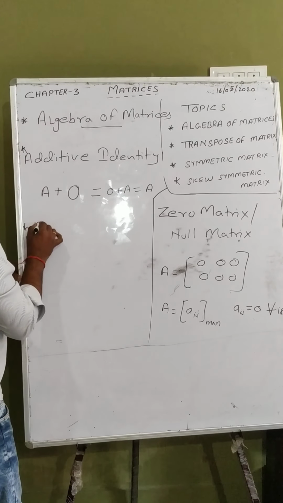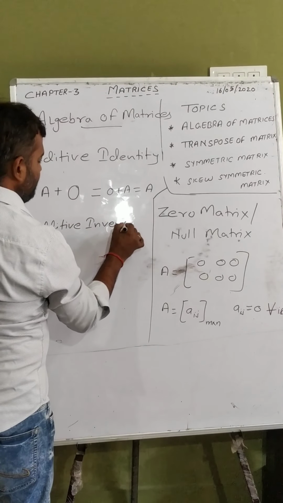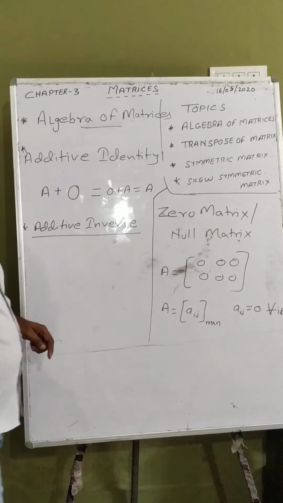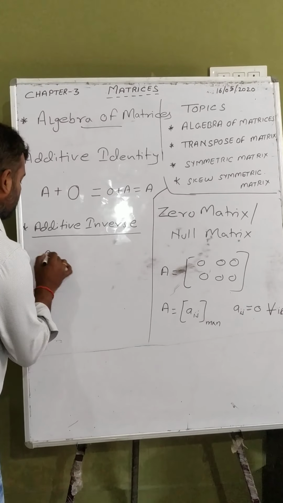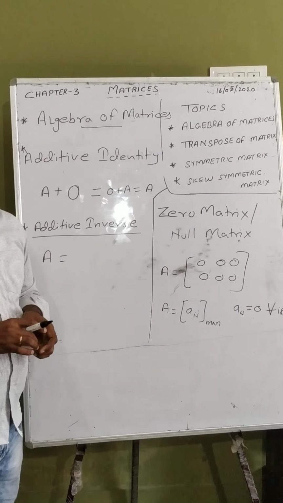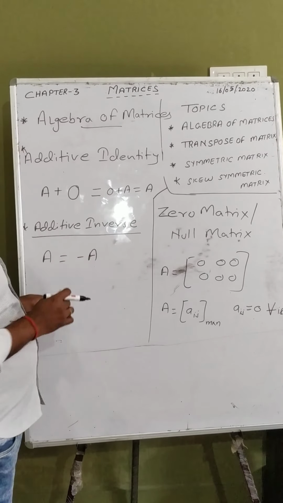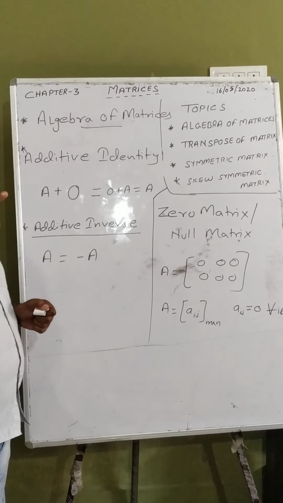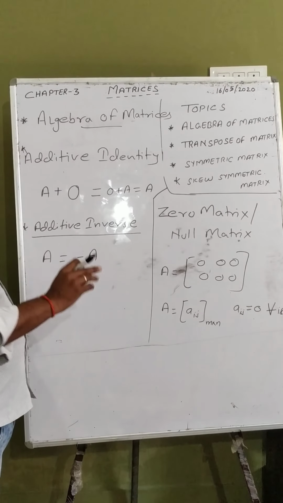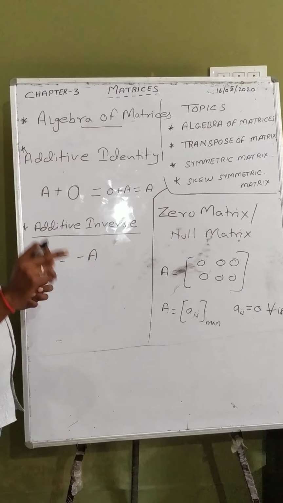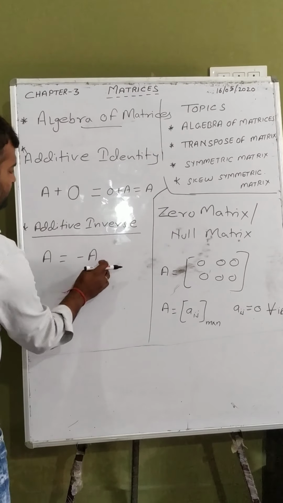Next one, additive inverse. If A is a matrix, then the additive inverse of matrix A is given by minus A. This is a very important point. If A is a matrix, then the additive inverse is minus A.